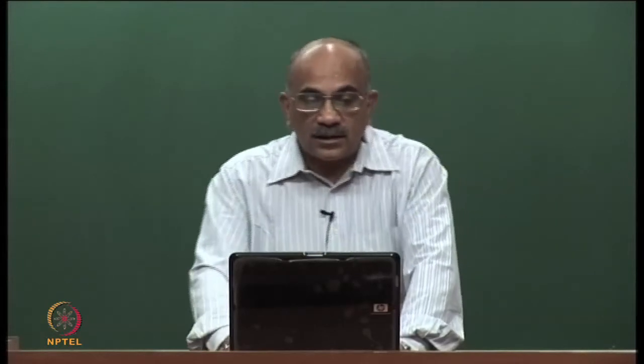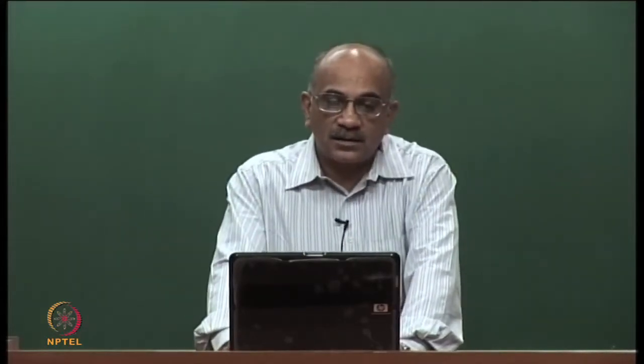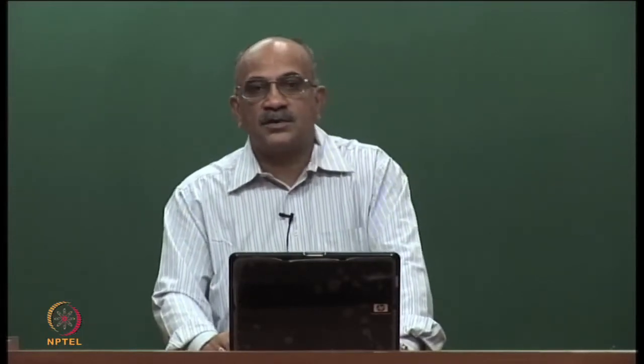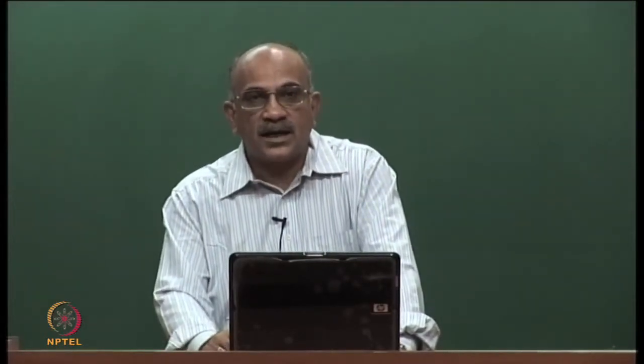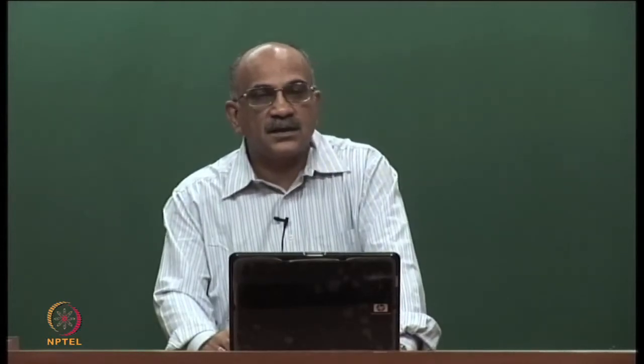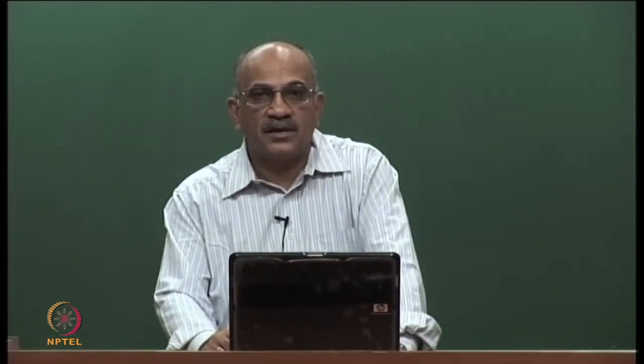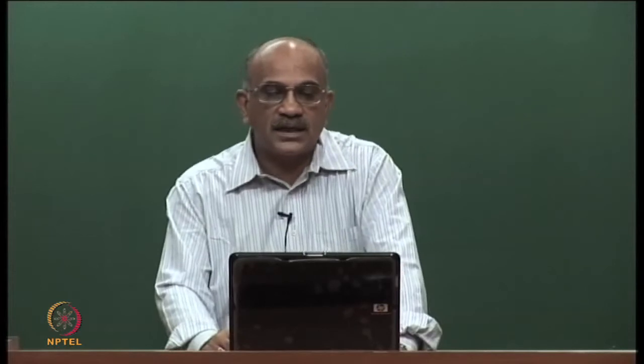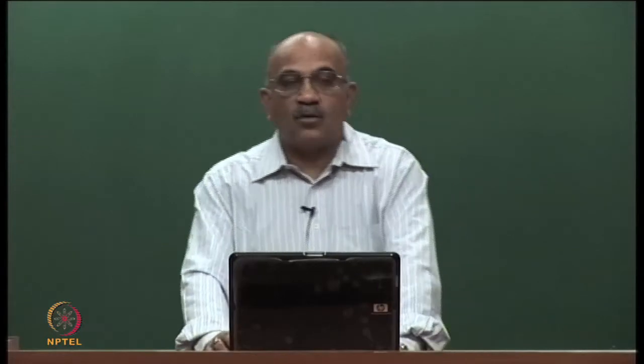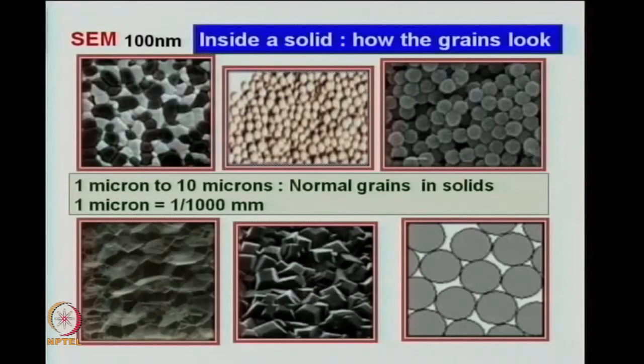However, as you know, our eyes cannot see these small size grains, so we have to use what is called an SEM, a scanning electron microscope, which gives a scanning electron micrograph. This scanning electron microscope uses electrons which have a wavelength which is much smaller than the wavelength of visible rays, and hence we can see objects which are much smaller. Now, a micron is 1 by 1000 of a millimeter.